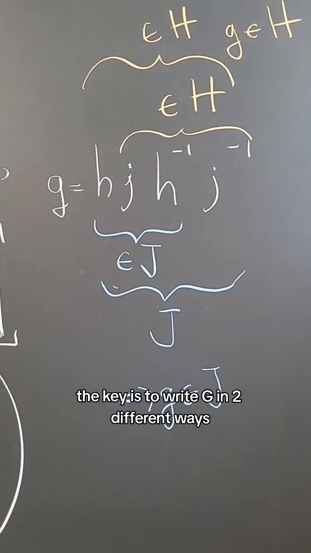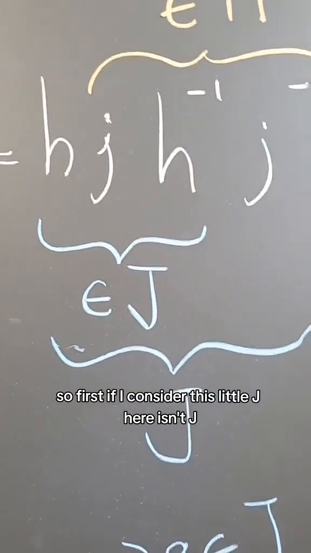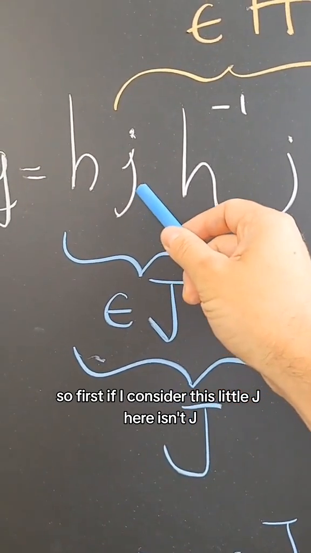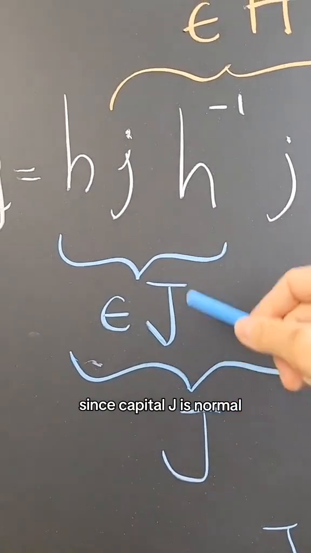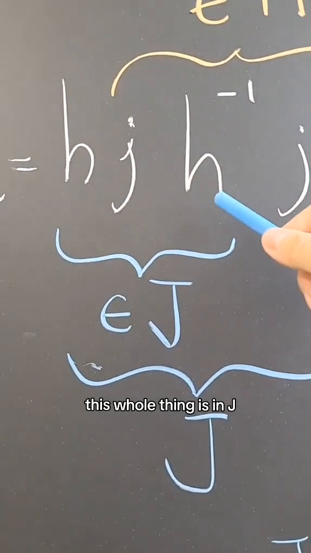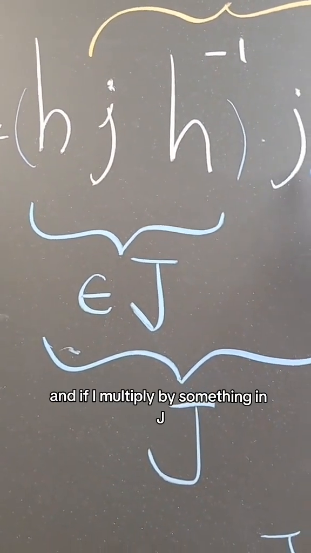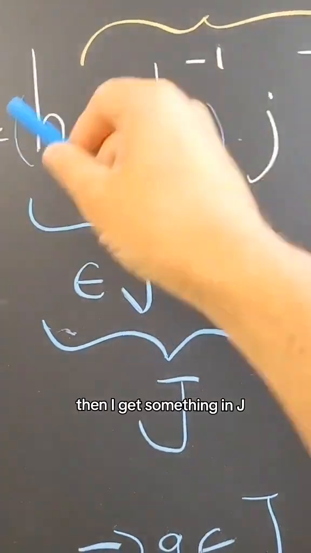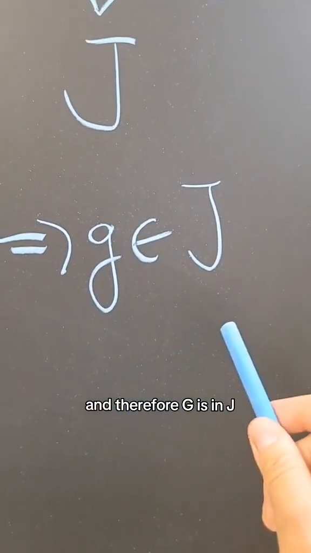The key is to write G in two different ways. So first, if I consider this little j here, which is in J, and if I conjugate it, since capital J is normal, I'm conjugated by an element of G, this whole thing is in J, and if I multiply by something in J, then I get something in J. So this whole thing is in J, and therefore G is in J.